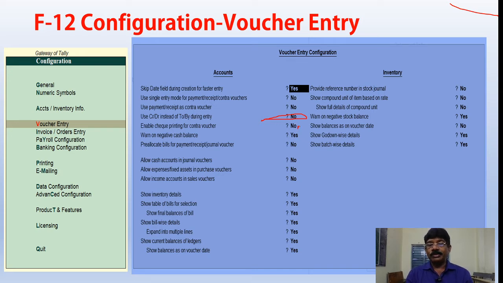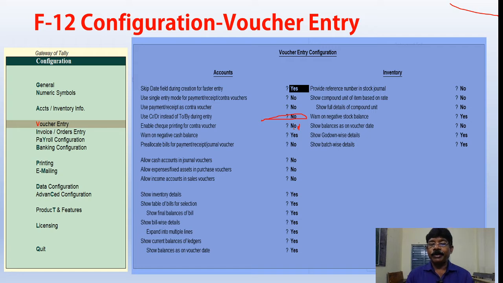Enable check printing for contra voucher. If I made any bank transactions and enable yes here, once the payment is over it will automatically move to printing the check. It will print the check amount on the empty leaves, along with the e-signature, I think. Warn on negative cash balances. Sometimes there is no money and we try to pay, then it will go negative. Already in the general configuration we ask it to give a sound, so it will automatically alert whenever negative balances are there.